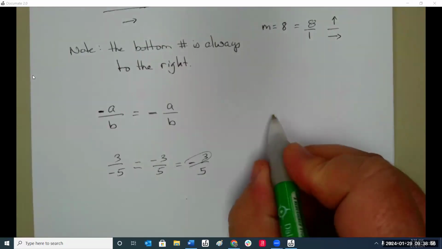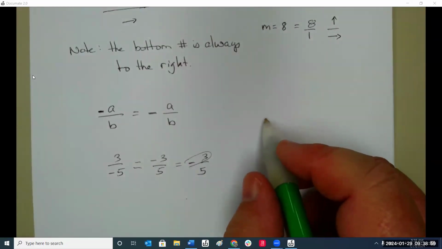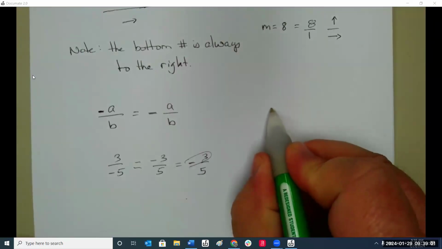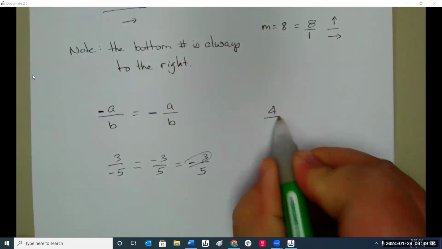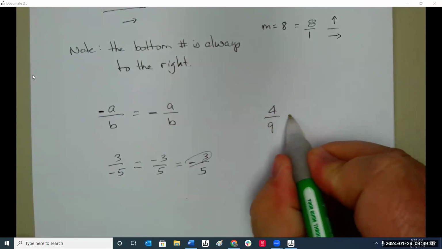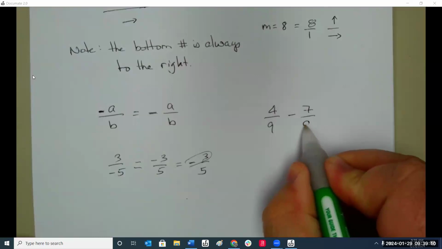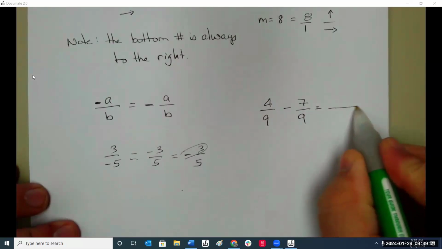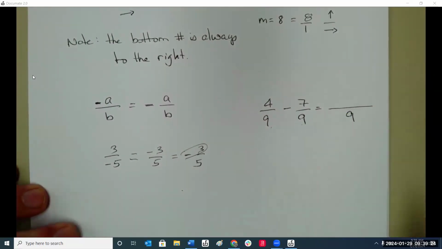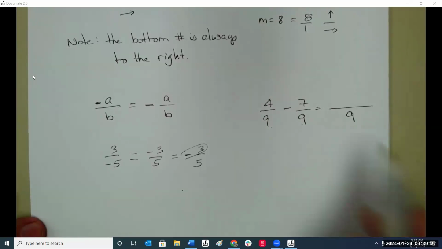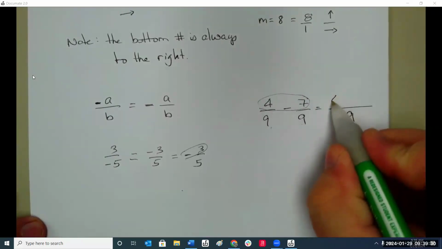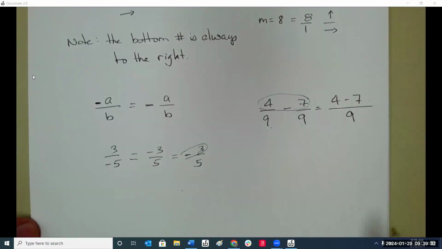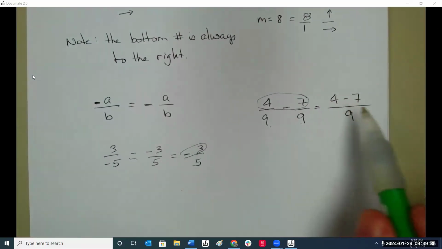Remember the rules of adding and subtracting fractions. What do you have to have? Common denominator. Four ninths minus 7/9. The rule is if you have a common denominator, you put that there, and then you just worry about the top. So the equation, the only thing that can make it negative goes on the top.